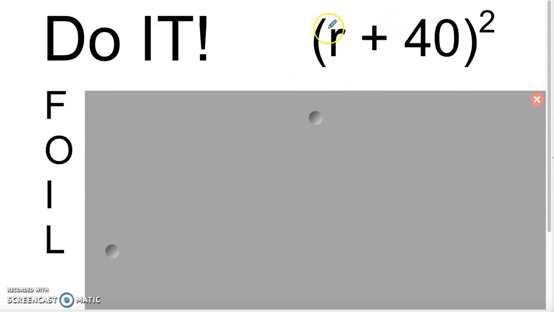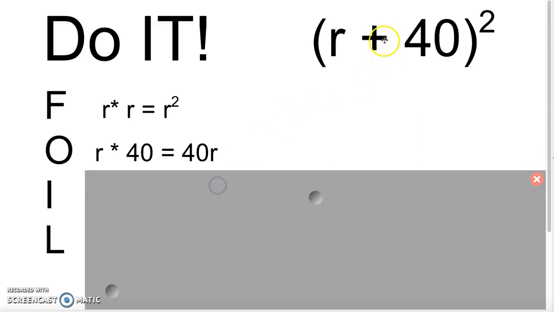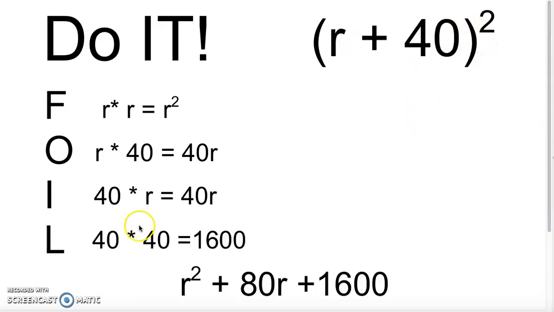So same deal here. I've got r plus 40 squared is r plus 40 times r plus 40. So I've got r times r, which is the first terms, is r squared. The outer terms are going to be the r times the 40, which is 40r. The inner terms are going to be r and 40, which are 40r. And then the last term is going to be 40 times 40, which is 1600. So we're going to get r squared plus 80r plus 1600 is this one multiplied out.